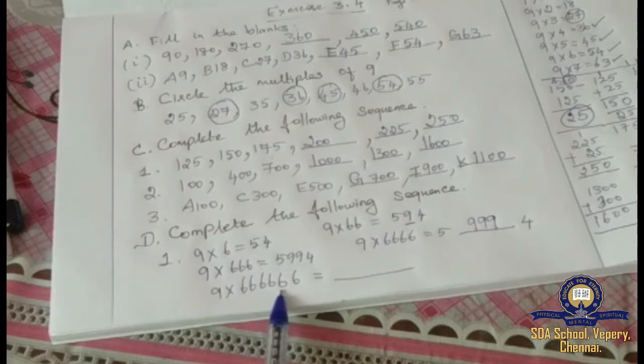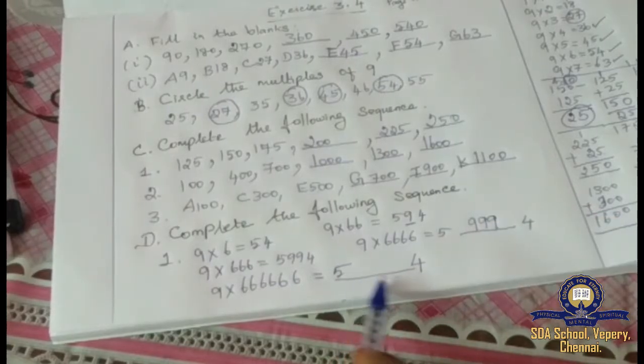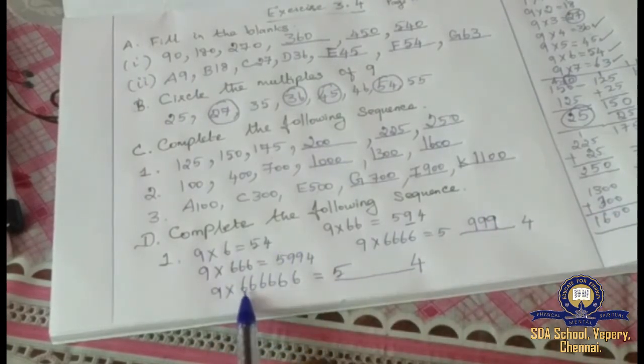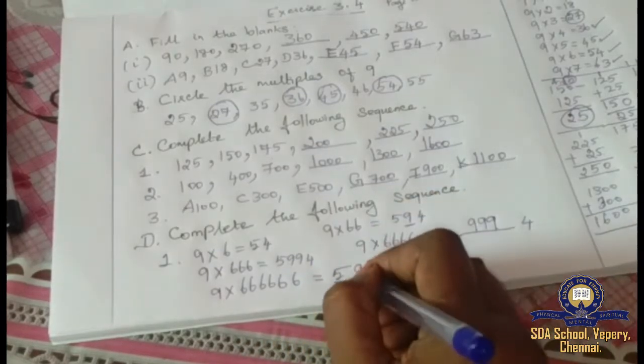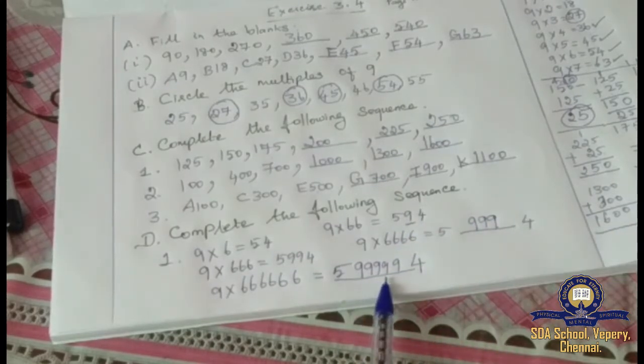Here how many 6s are here? So first you have to write the first number is 5. Second and the last number is 4. In between how many 9s you have to put? So count the number of 6 here. 1, 2, 3, 4, 5, 6. 6 minus 1, 5. So 1, 2, 3, 4, 5. You have to put 5 9s here. Okay kids? You have to put 5 9s here. Okay. So next one is the second problem. You can take that problem as a homework.